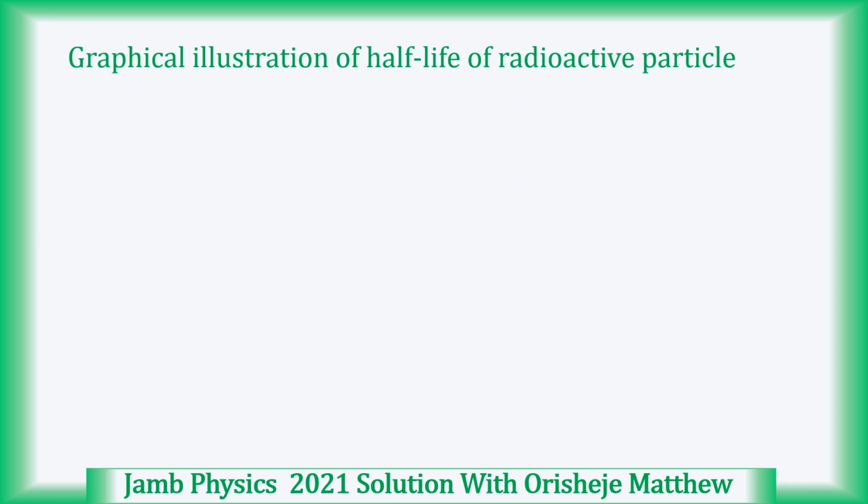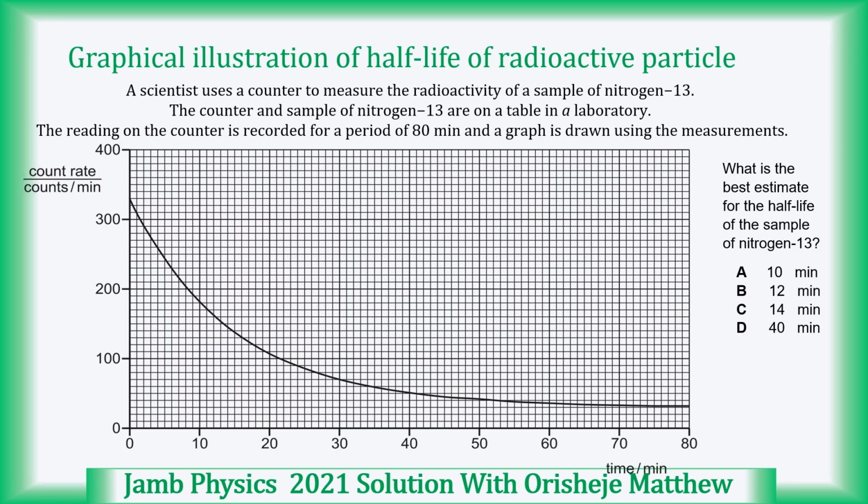Alright, let's look at a graphical illustration of the half-life of a radioactive particle. A scientist uses a counter to measure the radioactivity of a sample of the nitrogen-13 isotope. The counter and the sample are shown in the laboratory with the reading. Within a period of 80 minutes, he did his measurement and tabulated it. What is the best estimate for the half-life of this nitrogen-13?